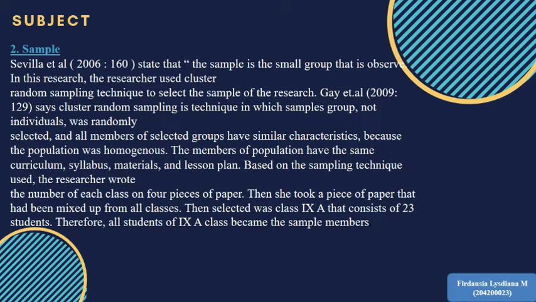Based on the sampling technique used, the researcher wrote the number of each class on 4 pieces of paper. Then she took a piece of paper that had been mixed up from all classes. Then selected was class 9A that consists of 23 students. Therefore, all students of 9A class became the sample members.